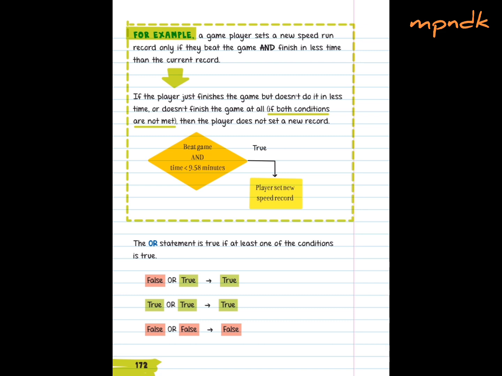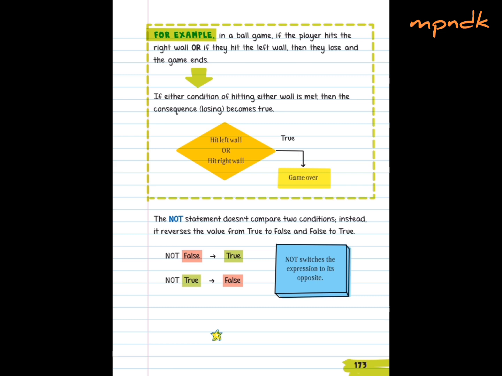The OR statement is true if at least one of the conditions is true. False or true is true. True or true is true. False or false is false. For example, in a ball game, if the player hits the right wall or if they hit the left wall, then they lose and the game ends. If either condition of hitting either wall is met, then the consequence, losing, becomes true.